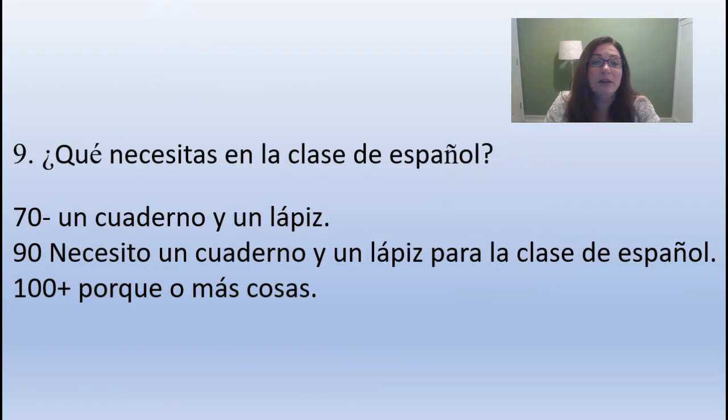¿Qué necesitas en la clase de español? So, un cuaderno y un lápiz, a notebook and a pencil. You could also say you need paper and pen. I don't care, which would be papel y pluma. So number 90 is, necesito un cuaderno y un lápiz para la clase de español. And then on 100, you could say, ¿por qué? Why you need something. Like, I need it because. Or you could tell me more things, más cosas, that you need. Like you could make it 4 things instead of 2.